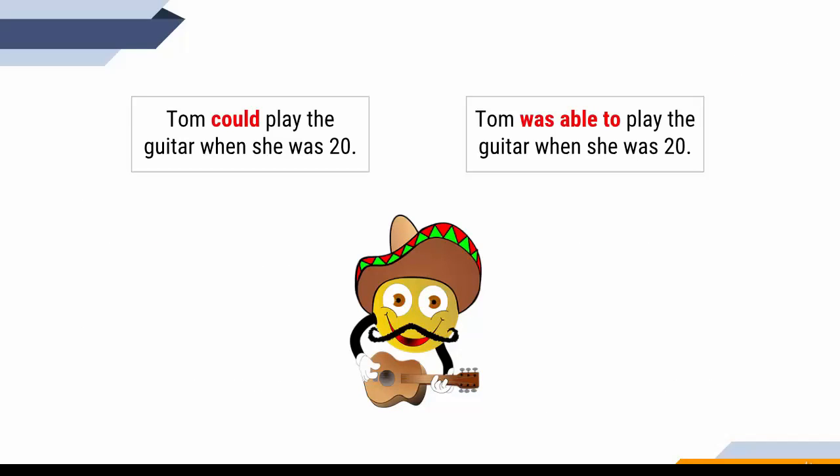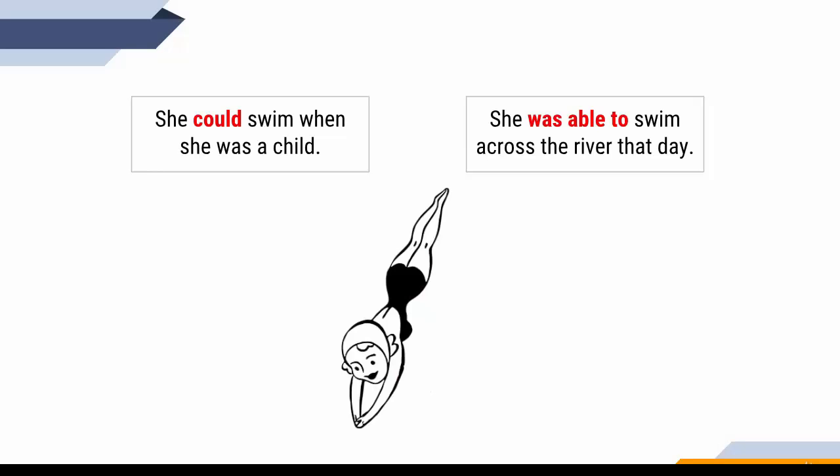So let's see what the situation is like in the past. Could play the guitar when she was 20. When he was 20, Tom was able to play the guitar when he was 20. So when you speak about the past, one more example, she could swim when she was a child. She was able to swim across the river that day.